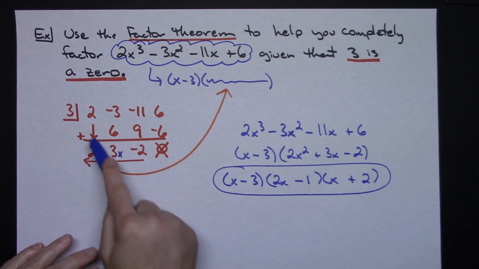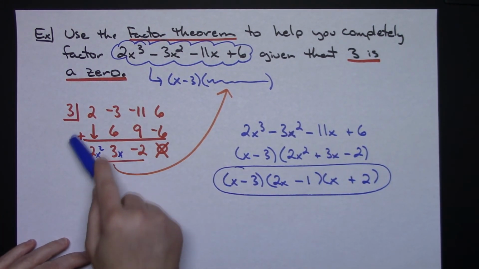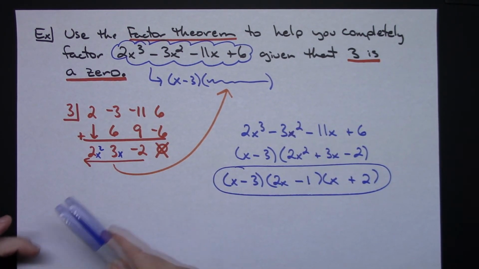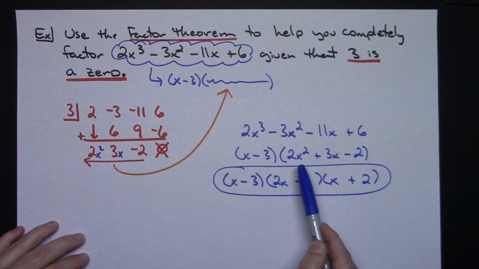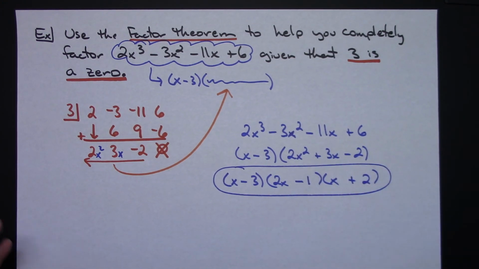So this right here where I did synthetic division, you would not have had to have done synthetic division. You could have done this as long division as well. You still would have come up with this 2x squared plus 3x minus 2. So just a couple different examples there of how you might apply that factor theorem.